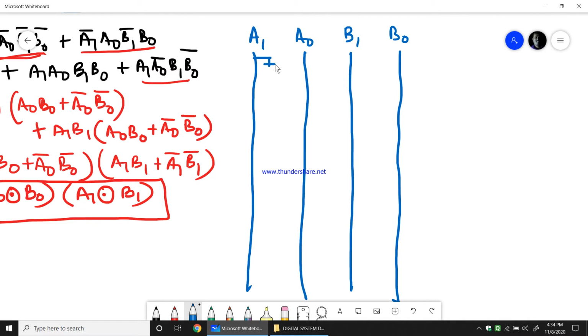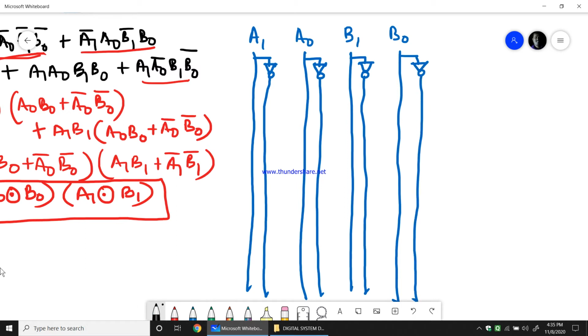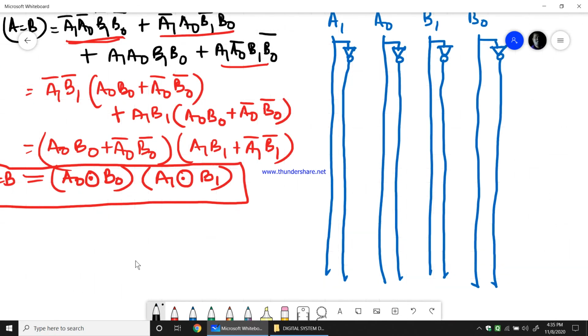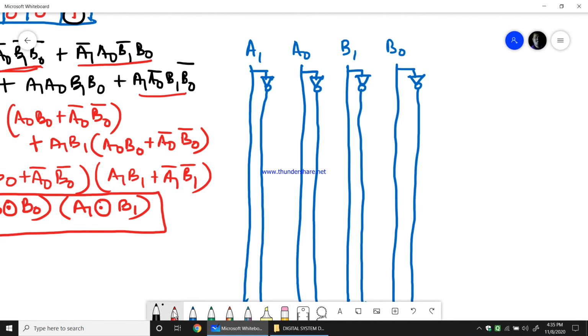So I'll get A1 bar. We need a bar also here for all, because we have a bar that we add for every expression. Fine. Now what is the A greater than B expression? A greater than B is A1 B1 bar first. So it is A1 B1 bar. We'll go to one AND gate.